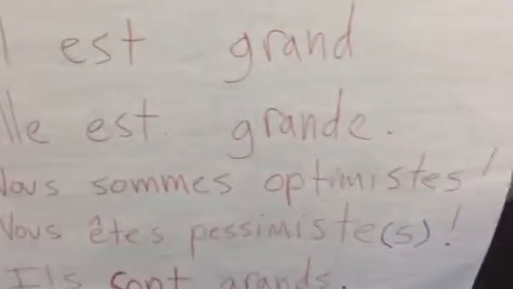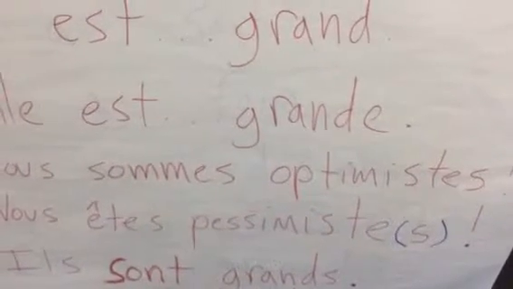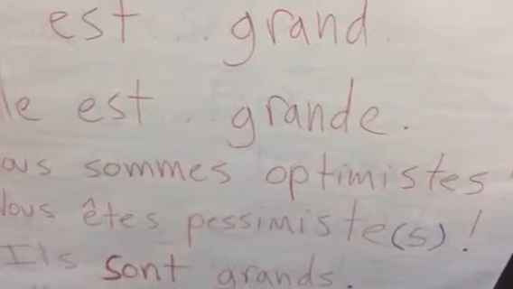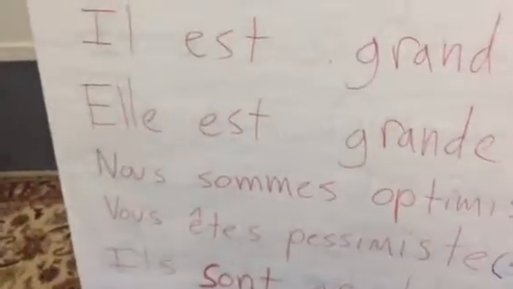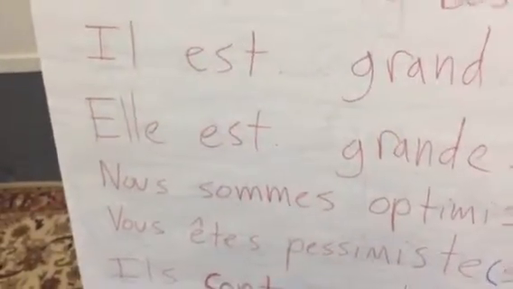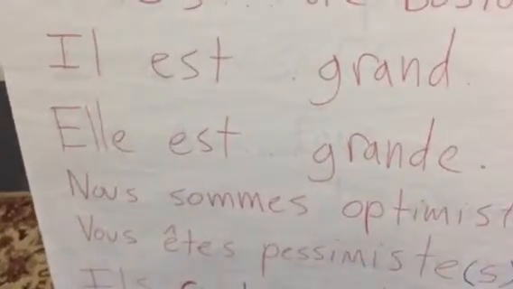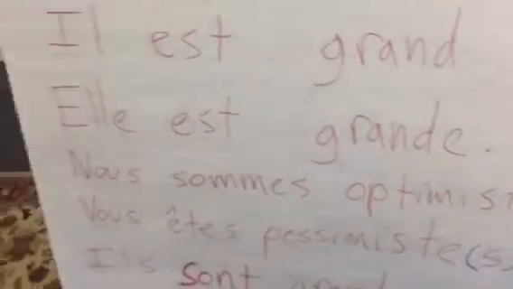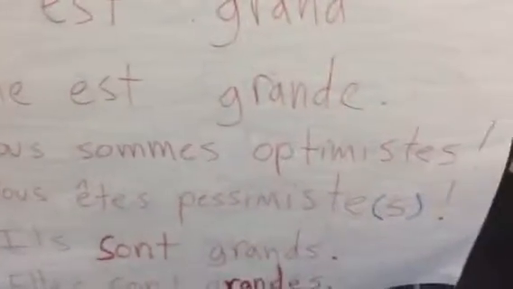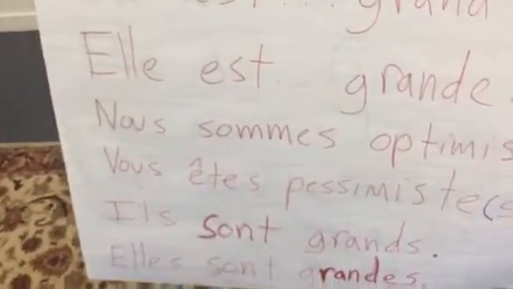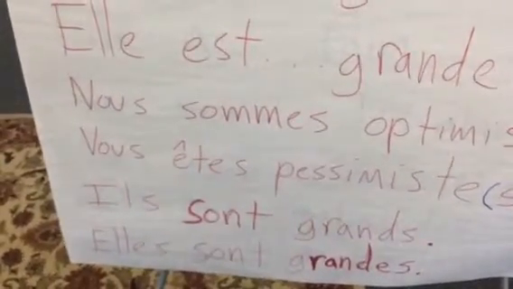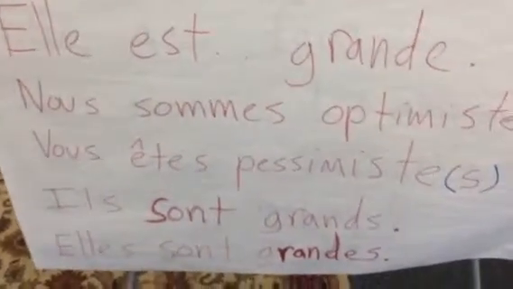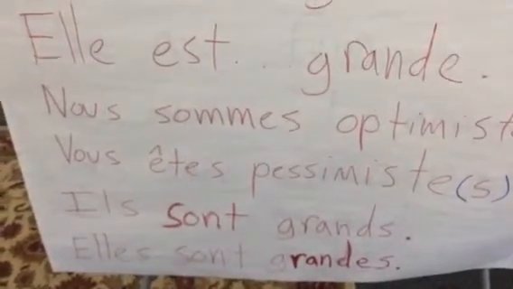Vous êtes pessimiste. There's an optional S with the little blue marks surrounding it because vous êtes can either be you guys are pessimists or you, madame or sir, formal, are pessimist. So optional S there depending on who the vous is. Ils sont grands. Notice again, there's an S on il, it's plural. They are big with an S, so that's masculine.